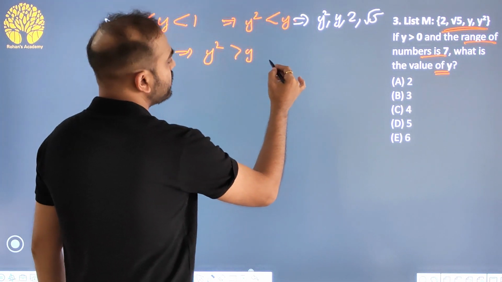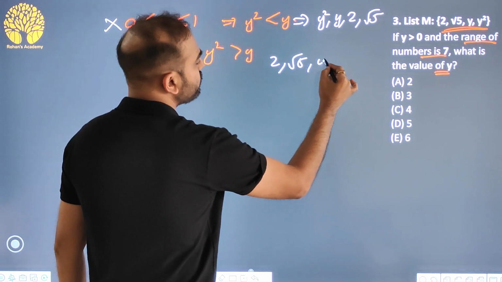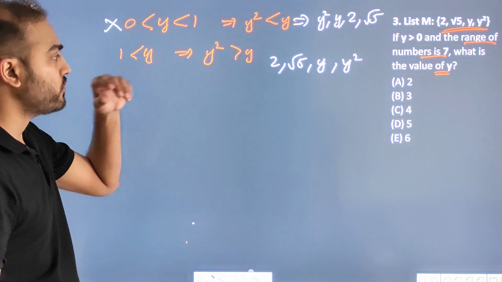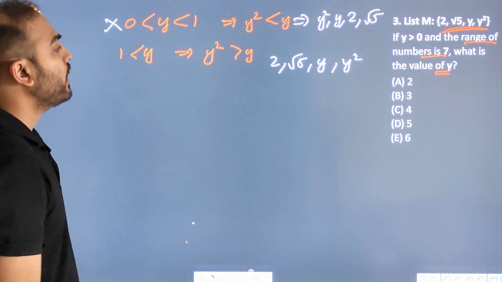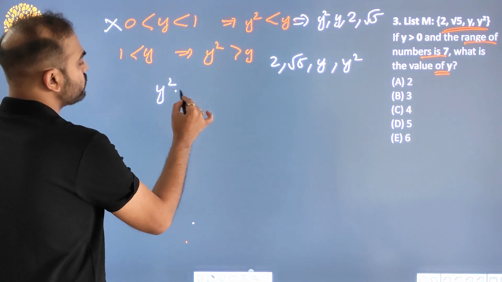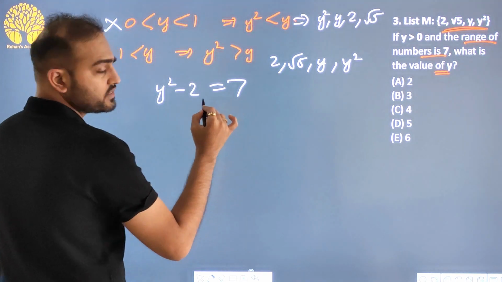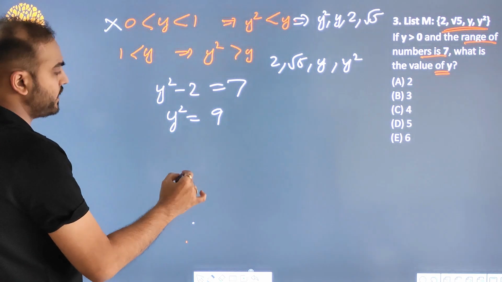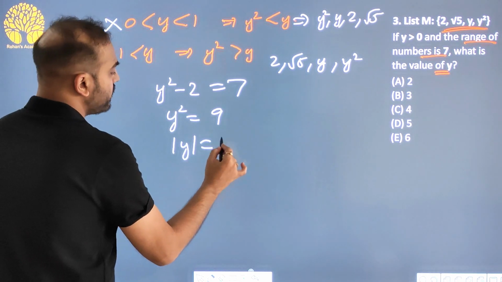So the data will be arranged as 2, root 5, y square. Y can come before root 5 also or before 2 also, right? And then now we have y square minus 2 is equal to 7. Highest minus lowest is 7. Y square is 9. Mod y is 3.